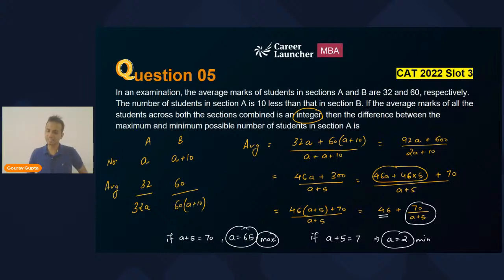So Meghadri, Sandeep, yes, 63 is the correct answer. So the maximum value of a is 65, the minimum value of a is 2. So the difference between these two values, 65 minus 2, and the correct answer is equal to 63.